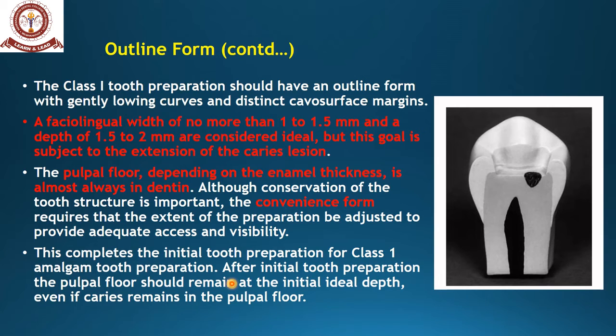After initial tooth preparation, the pulpal floor should remain at the initial ideal depth even if caries remains in the pulpal floor. So if in case caries is there, the cavity floor should be in the dentin and it should be at the ideal depth only. So in the final stage of tooth preparation only, you have to remove the caries.